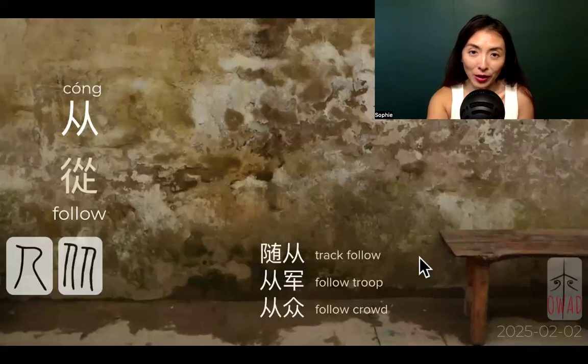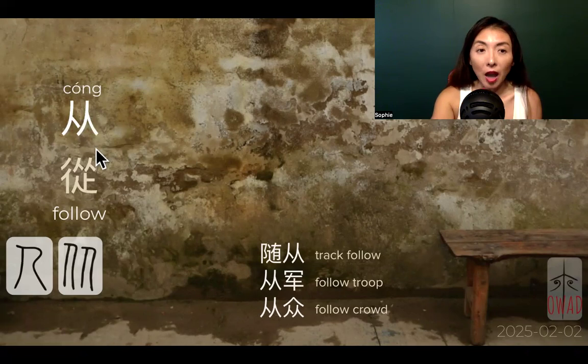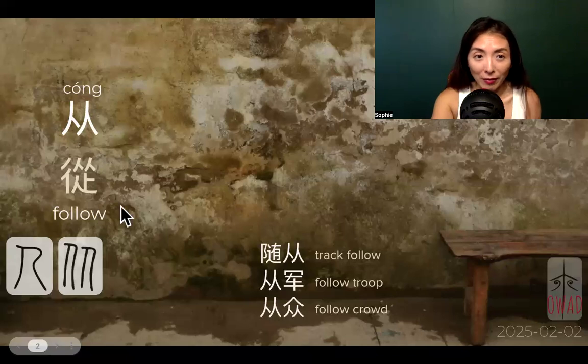Today, let's continue exploring human-centric characters. Yesterday, we were talking about 人, human, and today we're talking about a character that's made of two humans. So if you compare, let's compare simplified versus traditional first. In the simplified version, we can still see two human figures stacked next to each other. Traditional is way more complicated.